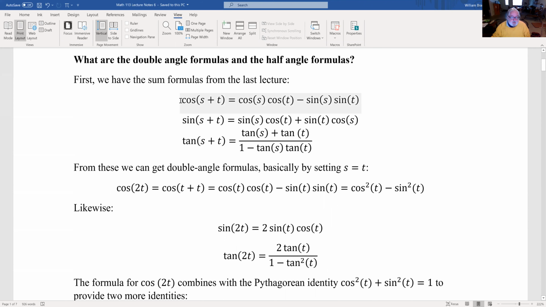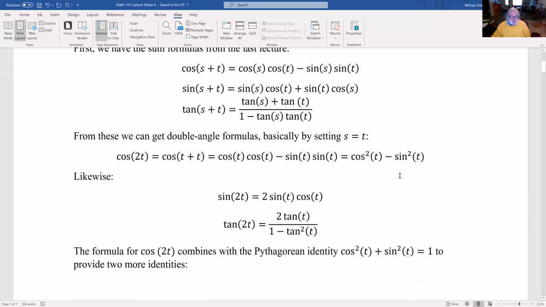So we have the sum formulas from last time. Cosine of s plus t is cosine s times cosine t minus sine s times sine t. Sine of s plus t is sine s times cosine t plus sine t times cosine s. Tangent of s plus t is tangent s plus tangent t over 1 minus tangent s times tangent t. We'll not be doing a whole lot with tangent.